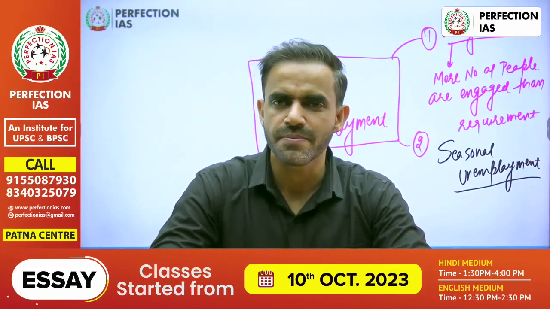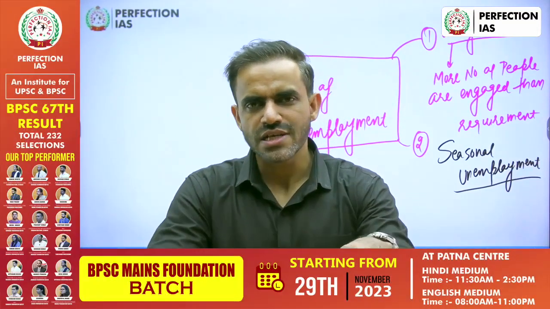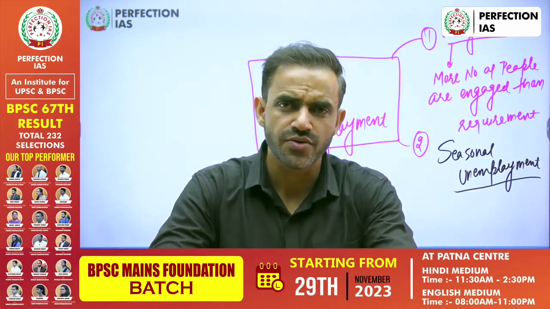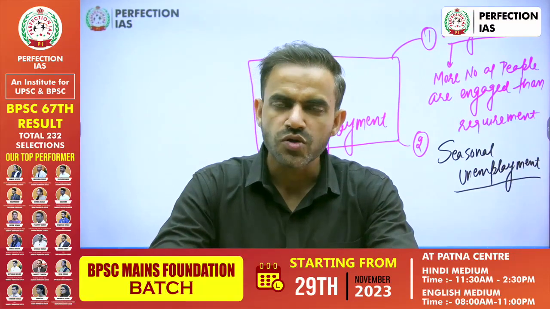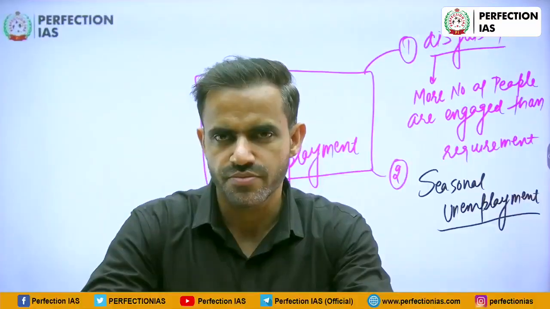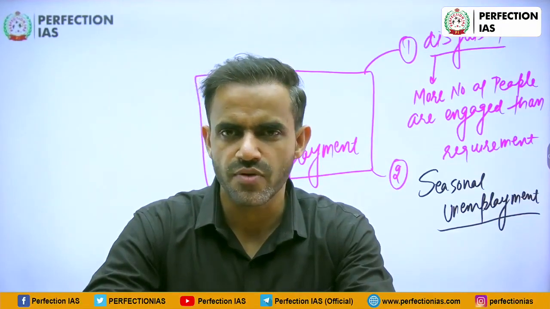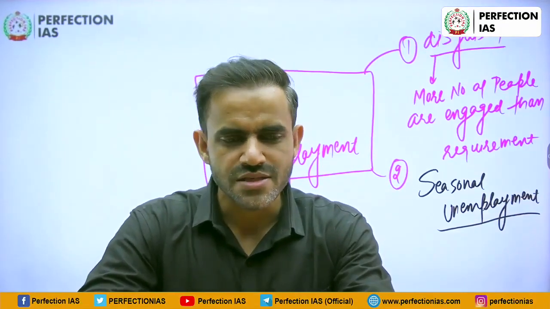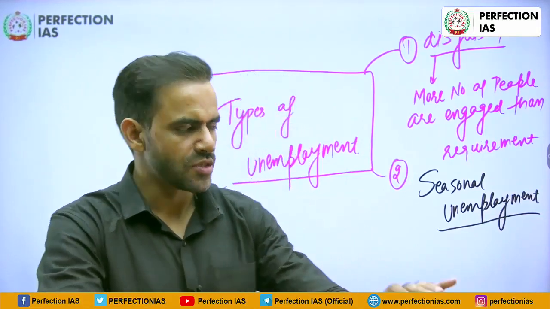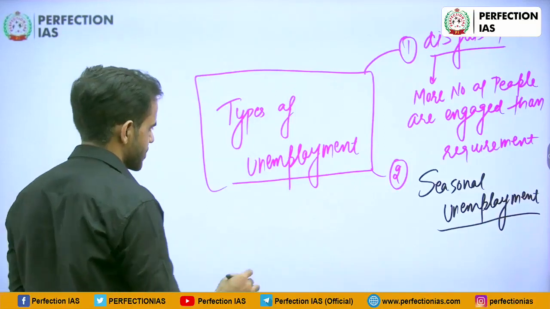Apart from that, for example, agricultural laborers. So these workers who are engaged in the agriculture sector, they do not receive employment during the entire year. Most of their work is in the cultivation and harvesting duration. So that is seasonal unemployment. That means during some season they will be employed and during some season they will be unemployed. The name itself is sufficient.